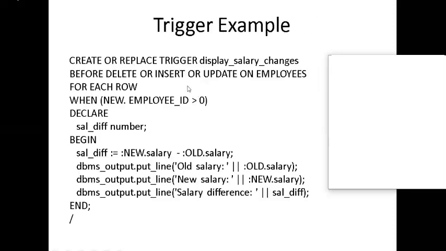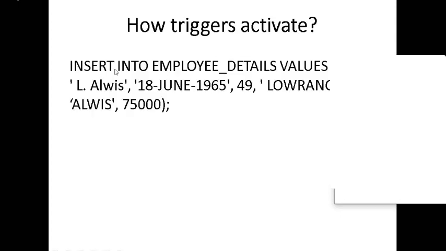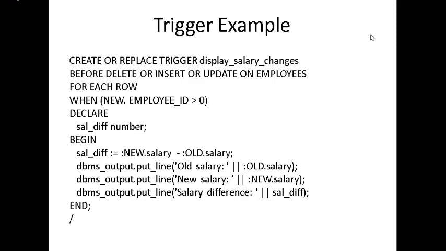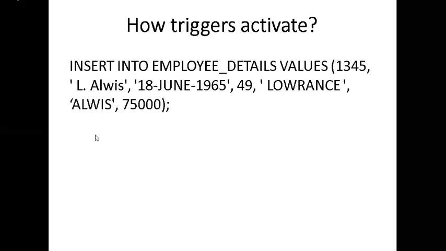Now, related to this example, you can have this type of insert into statement, right? You do not have to worry about how to call the trigger. As I told you, it fires automatically. Now, in this case, we are going to do a small insertion into the table where we check that a new employee ID is greater than 0. When you insert the salary, it should monitor, and when this particular thing happens, it automatically activates.